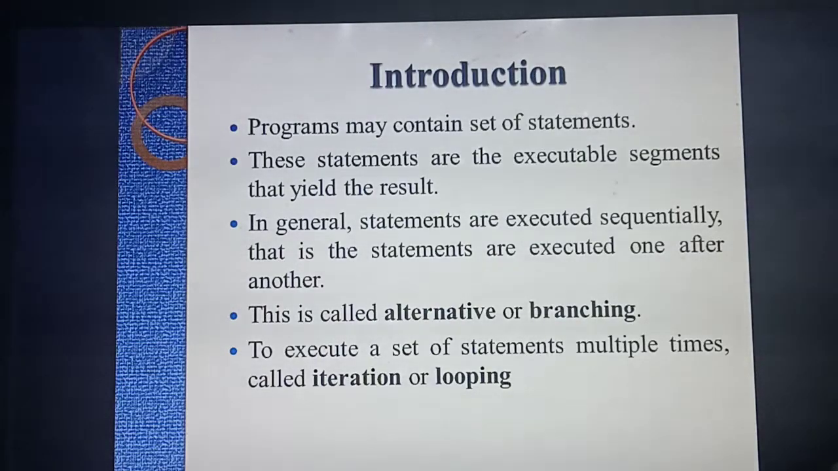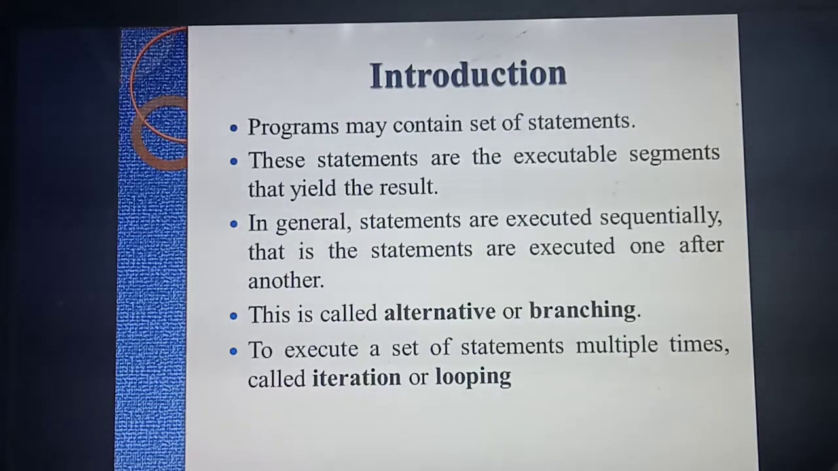Then the next one is alternative or branching. In some situations we need to take decisions based on a condition. You have already studied a lot of programs and also the if condition. For example, a program needs to check whether the given number is odd or even. If it is an odd number, particular statements will execute; if it is an even number, other statements will execute. So based on the condition the program should take a decision. That kind of statement is called alternative or branching.